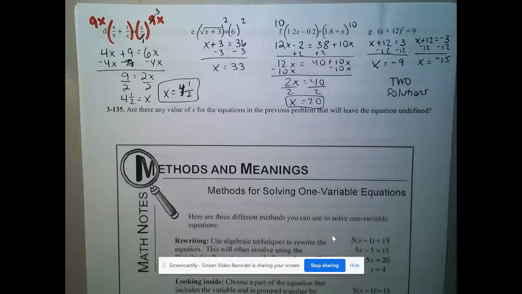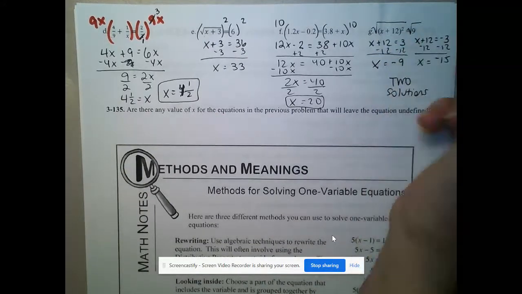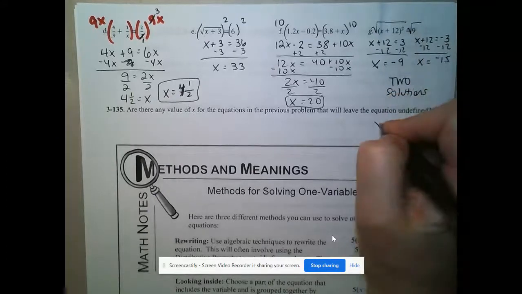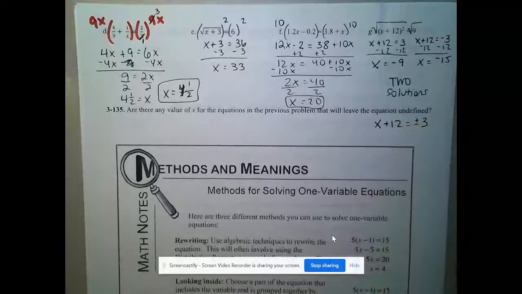All right. And that one I used look inside. If you had chosen not to use the look inside method, you also could have taken the square root of the left side and the square root of the right side, remembering that the square root of 9 is plus or minus 3. And you would have said that x plus 12 has to equal plus or minus 3. And you still would have found your 2 solutions.